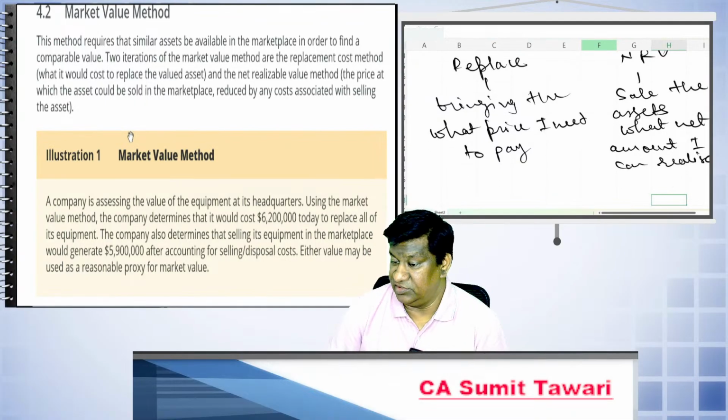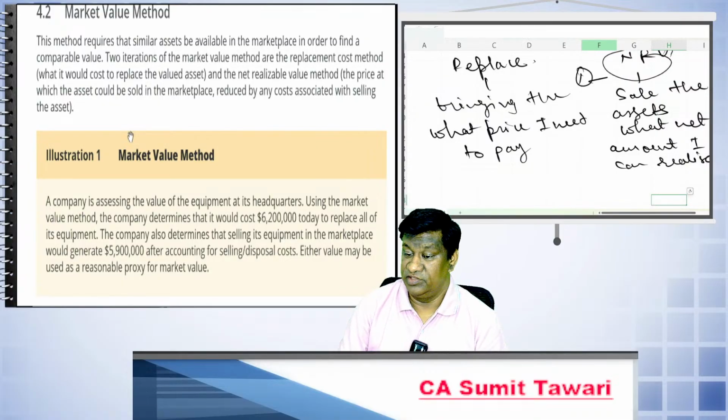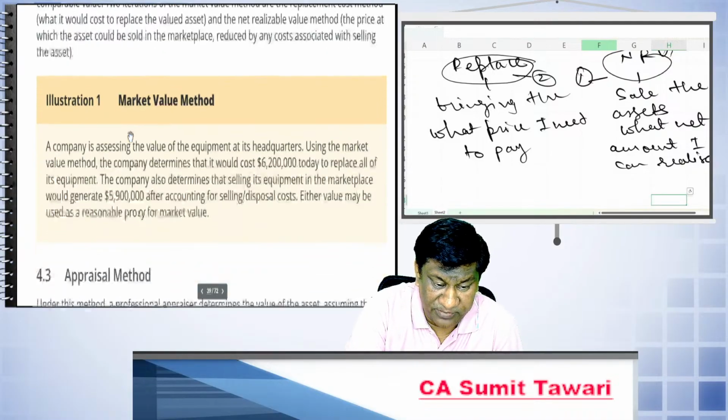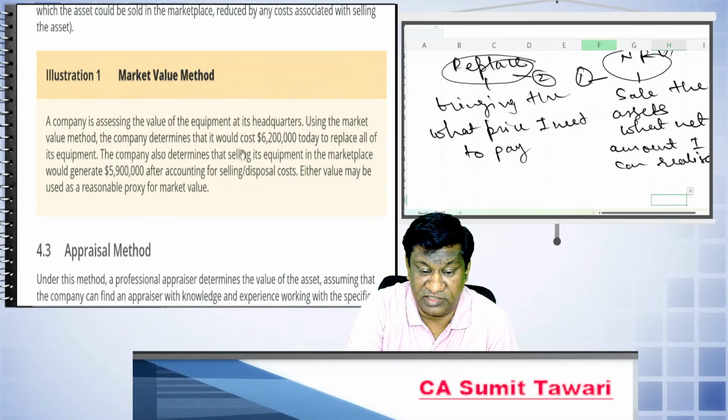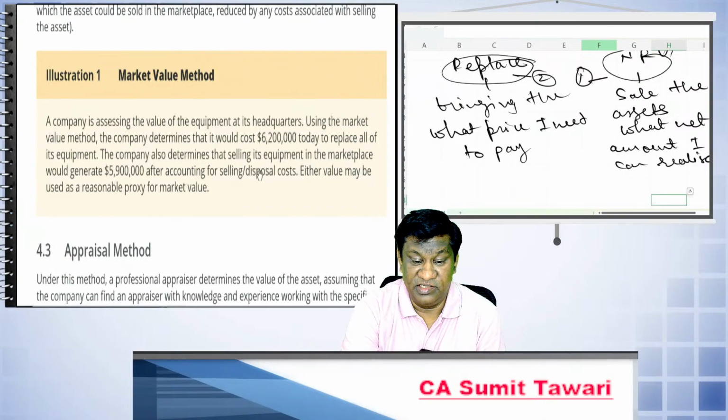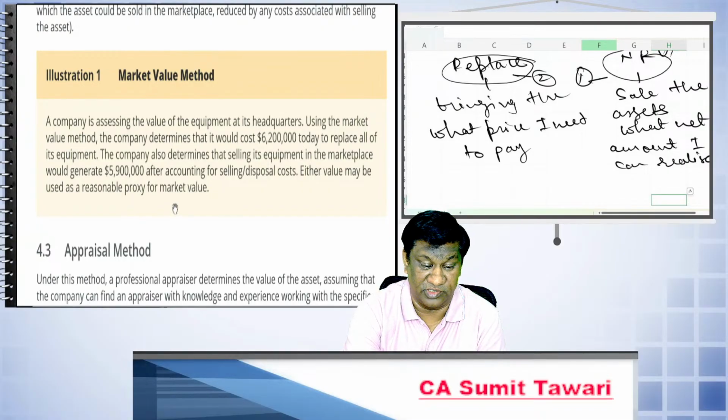Okay, so generally this is basically the priority one. If there is no active market involved, then maybe we can use this second priority. Company assessing the value of the equipment at its headquarters using the market value method determined that it would cost 6.2 million today to replace all of its equipment, and the company also determined that selling its equipment in the marketplace would generate 5.9 million after accounting for selling or disposal costs. Either value may be used as a reasonable proxy for the market value.